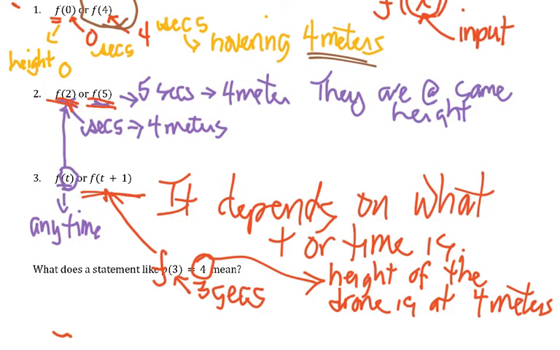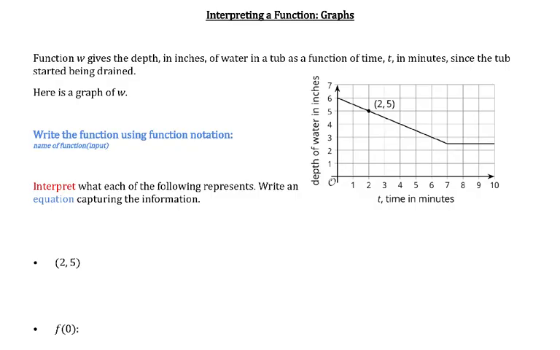All right, I'm going to skip. That was that page. Skip again. All right, so let's just look at this graph. I want you to read what it represents. Okay, so let's take a look here. It's telling me that this function, and here's the name, the name is W. So the function name is W, so I'm going to write it up here. And it says it gives the depth in inches of water in a tub as a function of time, T, in minutes since the tub started being drained.